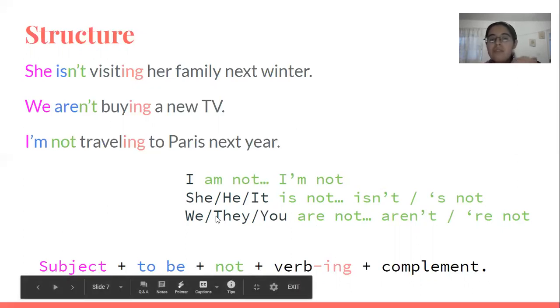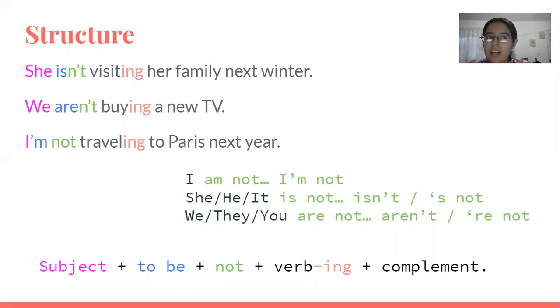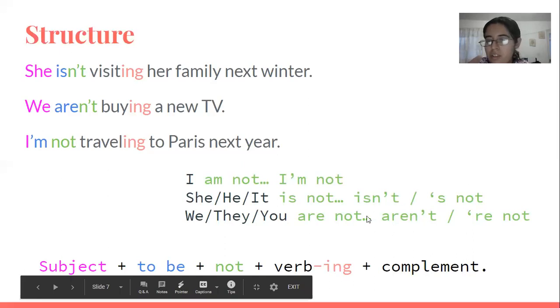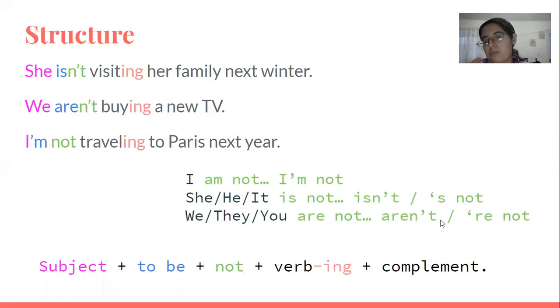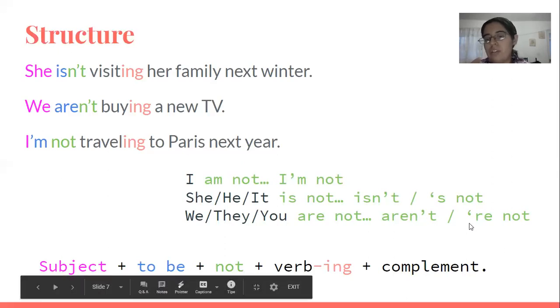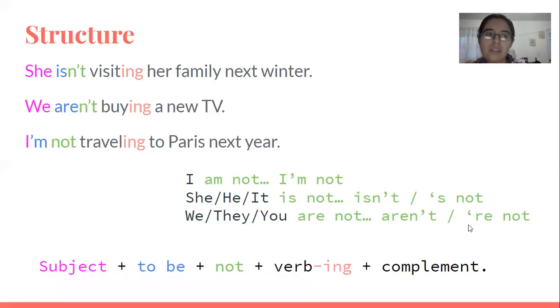And even if it's not negative, we can also use a contraction. We could say, I'm traveling to Paris next year, we are buying a new TV, and she's visiting her family next year. So it could be a contraction in positive or in negative, and in negative for these ones, we have two options, whichever one we want to use. So that's for the structure.